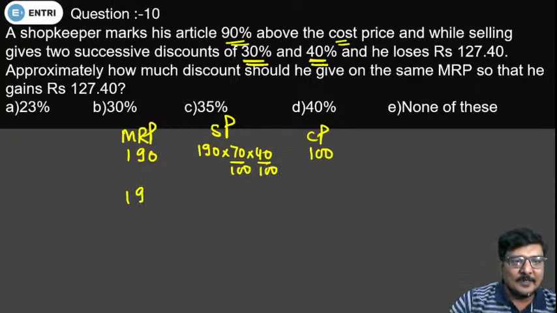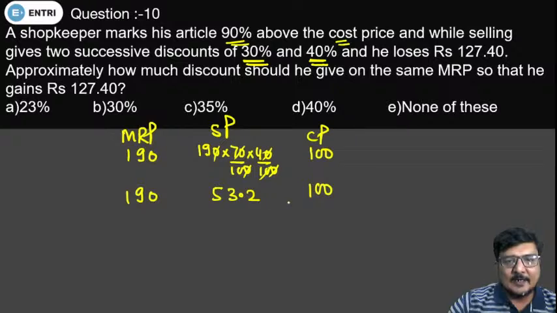So the MRP will be 190, and from here 19 into 28 will give you 532, so 53.2. And this is your 100. So what are we getting? We are getting a loss of 46.8.